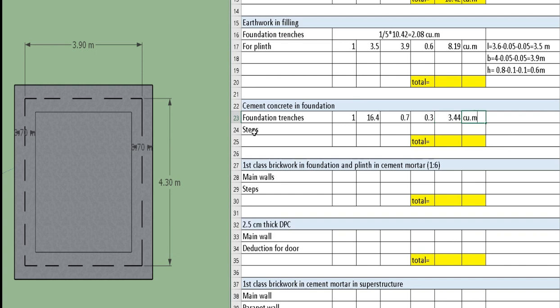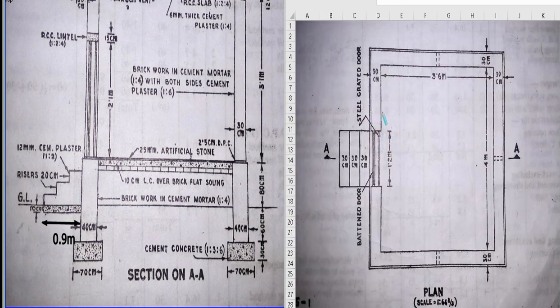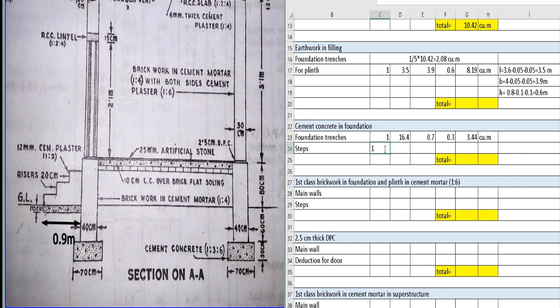Now we have to calculate the cement concrete in steps. For this we need to see the section. In the section we have this portion as cement concrete, that is the length for the steps is 1.2 meter. We have the number of steps 1. In center line method we always write this number as 1, but in long wall, short wall these can be different. We have the length of the steps 1.2 meter from the plan and the width is 0.9 meter from our section, and the height of this cement concrete is 10 centimeter, that is 0.1 meter.